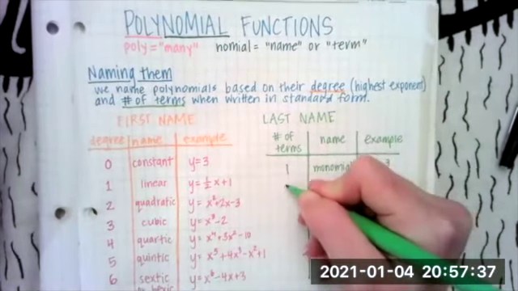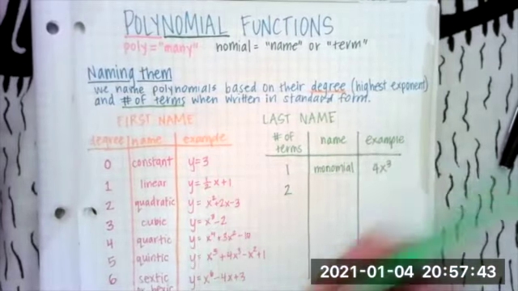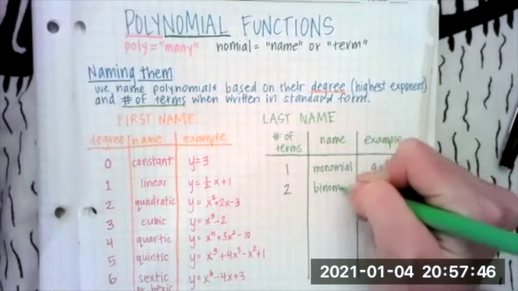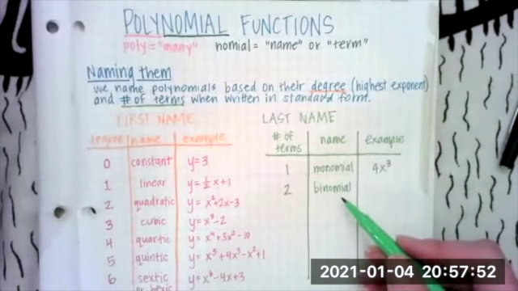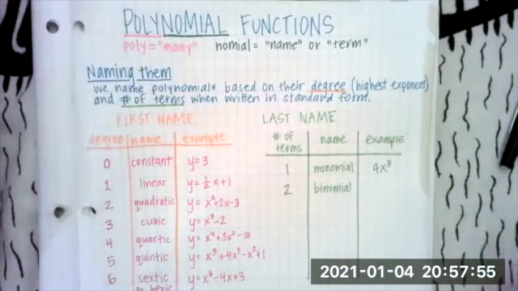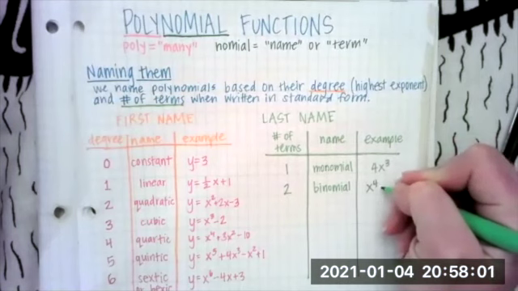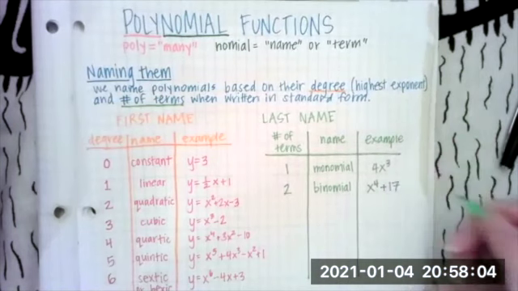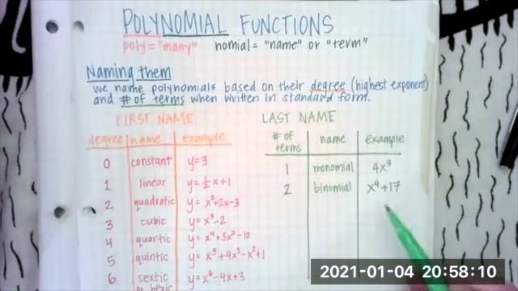As soon as there are 2 terms, like in my linear example, there's 2 terms, we call that a binomial. It's a subset of polynomials, but instead of poly, many terms, there's exactly 2, so it's binomial. An example of a binomial might be something like x to the 4th plus 17. There are 1, 2 terms. Terms are like the chunks separated by plus or minus signs.